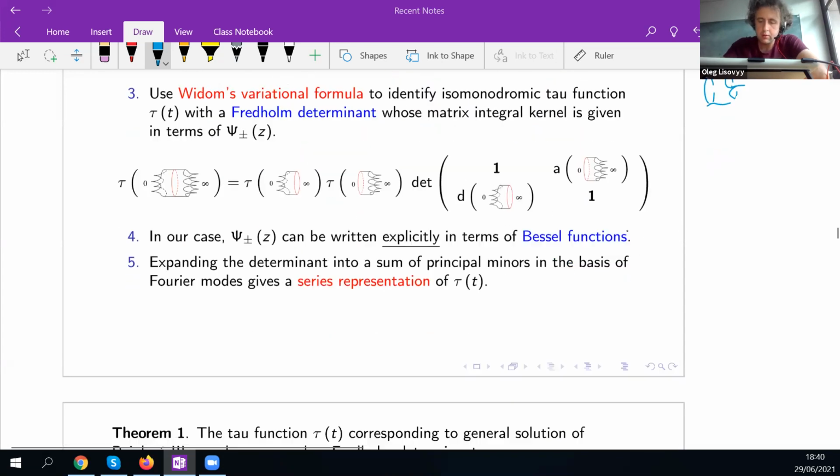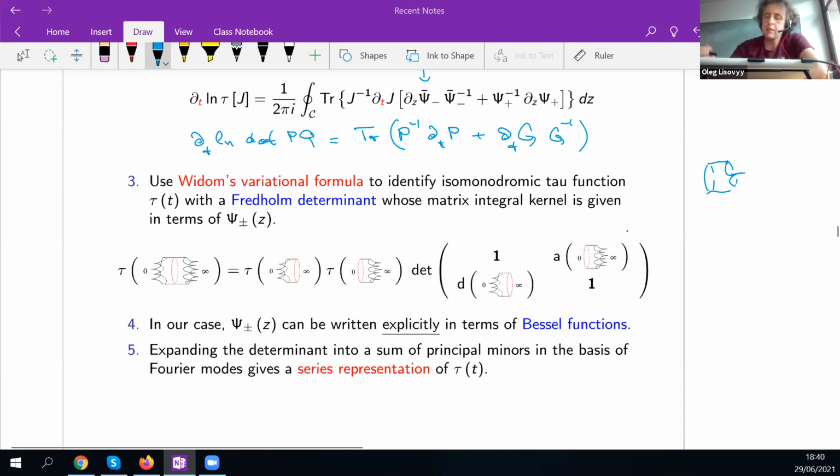Okay, it's the slides. Now, in addition to this explicit Fredholm determinant representation, one can actually obtain yet a different way to compute this isomonodromic tau function. For that, all you have to do is to expand this determinant into a sum of principal minors in the basis of Fourier modes of vector valued functions that live on this auxiliary circle. And this gives a completely explicit series representation.